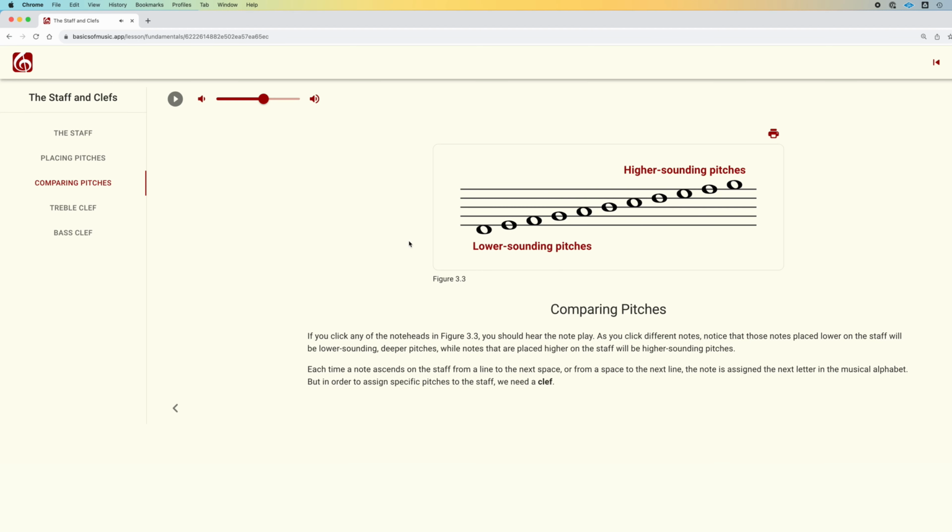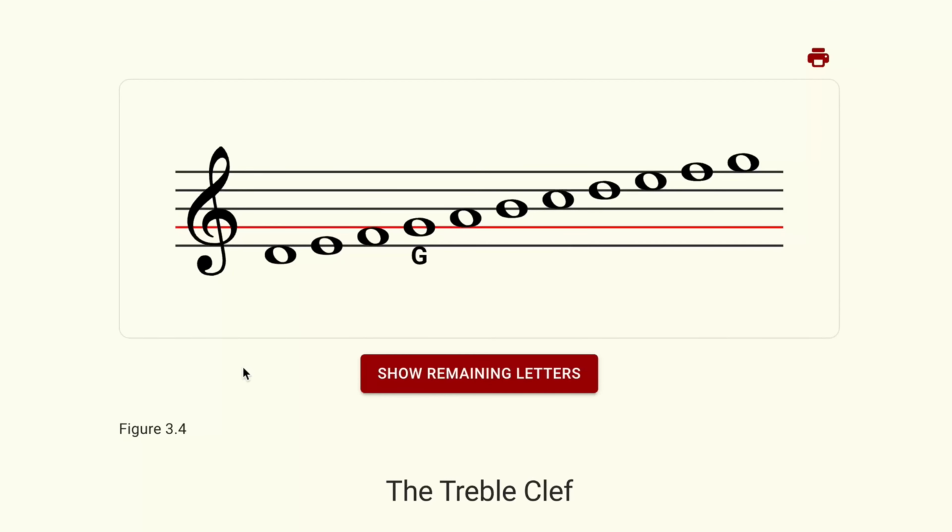Each time a note ascends on the staff from a line to the next space, or from a space to the next line, the note is assigned the next letter in the musical alphabet. But in order to assign specific pitches to the staff, we need something called a clef. The symbol you see placed on the left side of the staff above is called a clef. There are various types of clef, but the clef you see here is probably the most common, and it's referred to as the treble clef or the G clef.